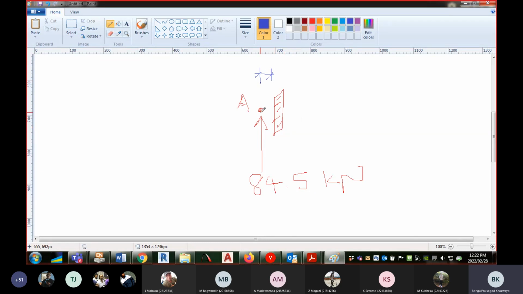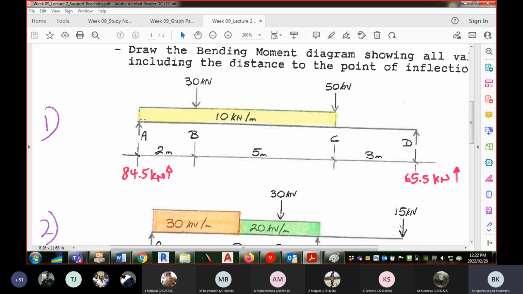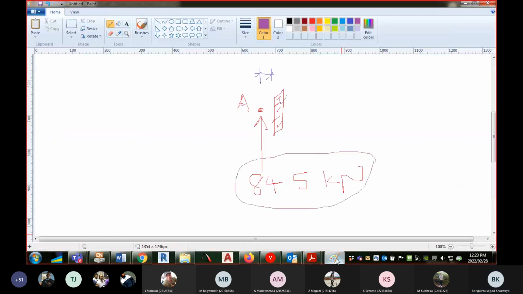So now, what is the algebraic sum of the forces to the left of the section? Because this is a section. What you're looking at, this is a section. What is the algebraic sum of the forces to the left of the section? Only one force, 84.5. I know somebody's going to say, okay, but there is a UDL just to the right. That UDL just to the right is so small because the distance you're considering is infinitesimally small. So that UDL is negligible. You're going to end up with 84.5 going up. So we've got 84.5 kilonewton going up.